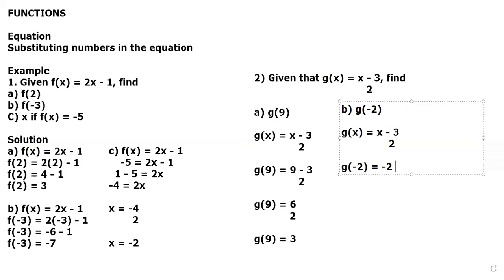So -2 minus 3. So we are dividing this, of course, over 2. So g of minus 2 is equal to -2 minus 3, that's -5, because you go to the left 2 times, then again you go to the left another 3 times. That means you actually go to -5. So it will be -5, of course, over 2.